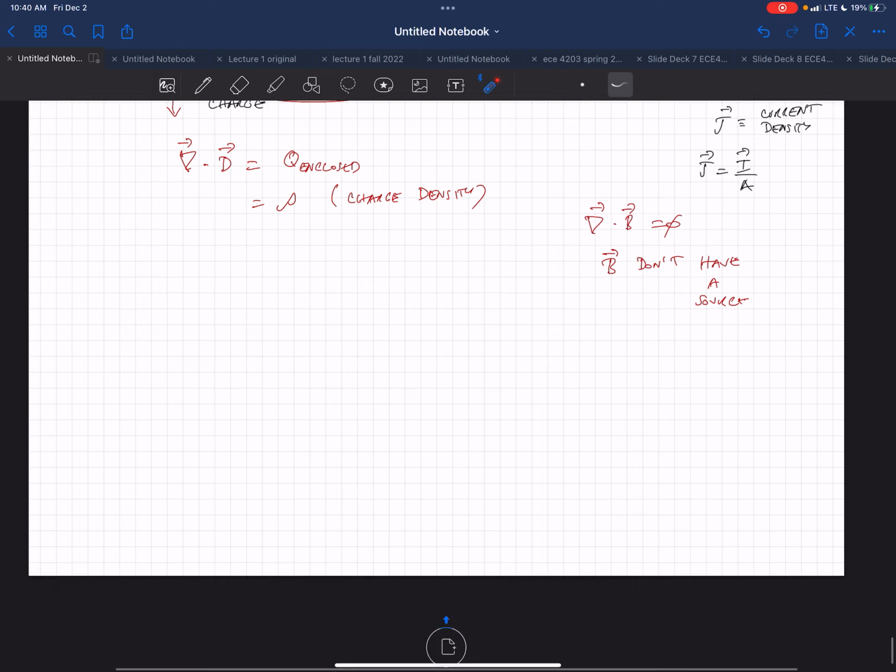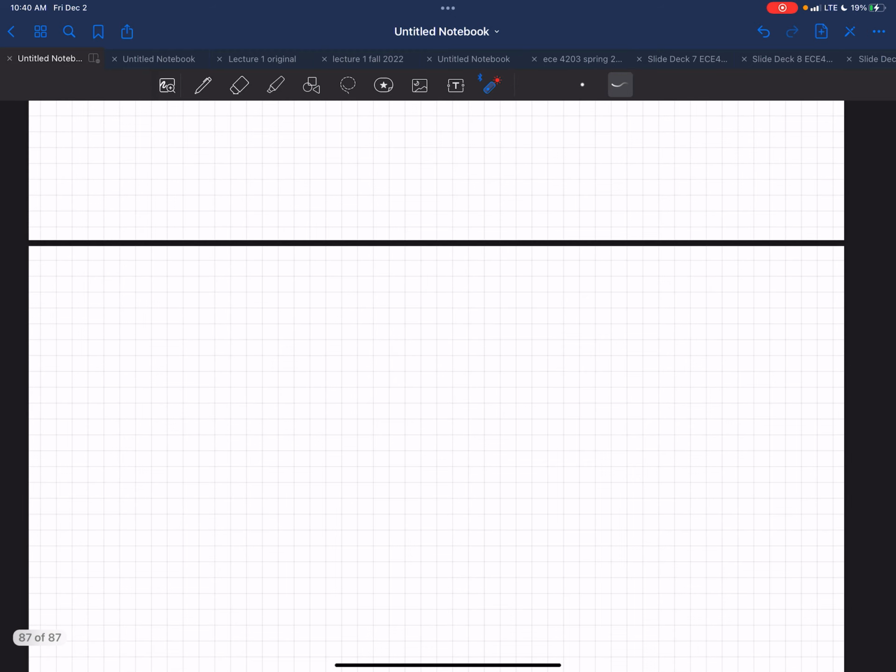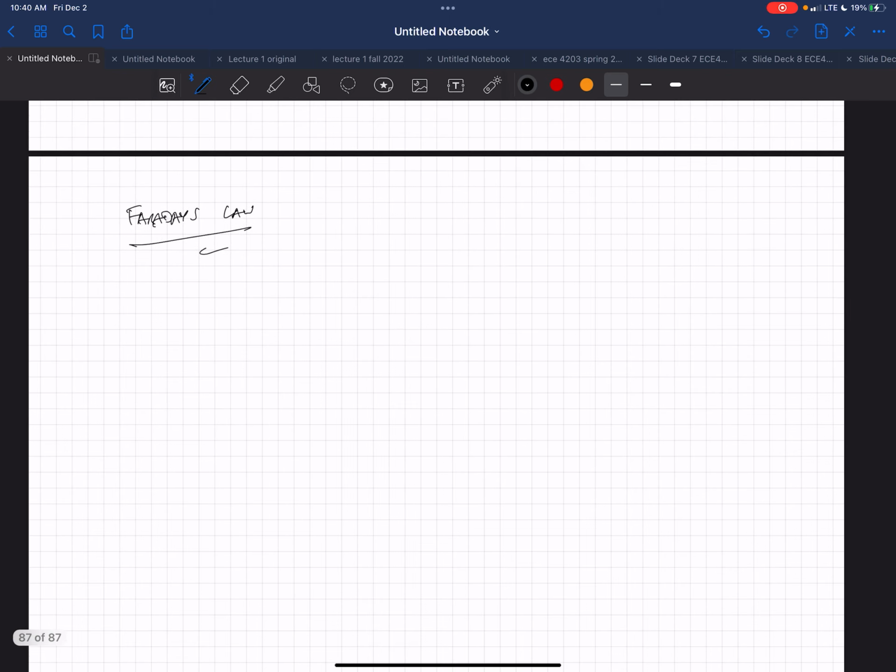So the next thing is Faraday's law. By the way, none of these guys named these laws after themselves because that would be bad behavior. Other people named them after them. So they're humble people. Faraday's law. Well, they came up with it.